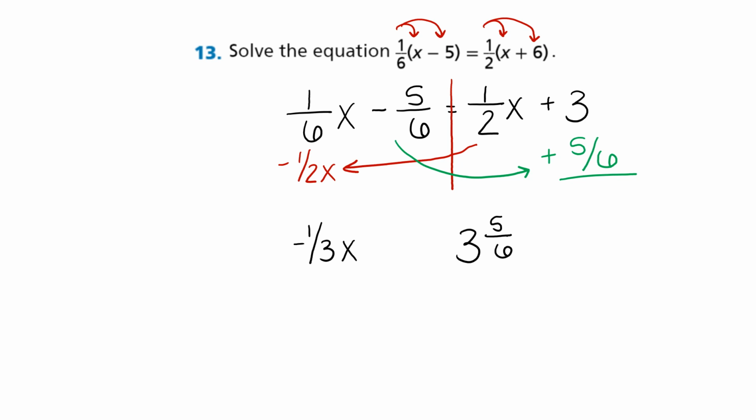And once you have your final two answers, you would divide. So we would divide the 3 and 5/6 by the negative 1/3. And we end up with negative 11 and 1/2. Or you could say negative 11.5.